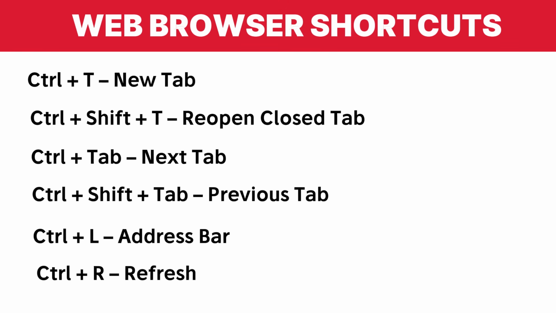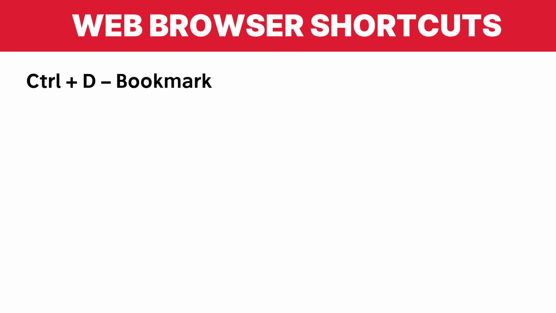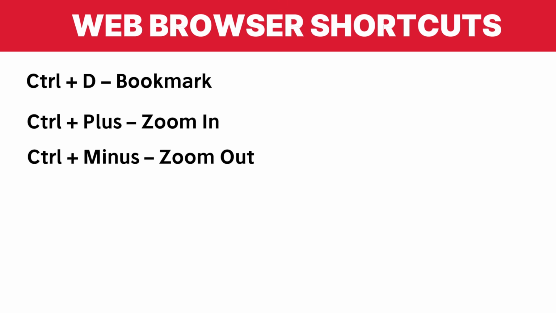Ctrl R. Refresh. Press Ctrl R to refresh the current web page. Ctrl D. Bookmark. Want to save a web page for later? Press Ctrl D to bookmark the current page. Ctrl plus. Zoom in. Press Ctrl plus to zoom in on a web page or supported application. Ctrl minus. Zoom out. Press Ctrl minus to zoom out.